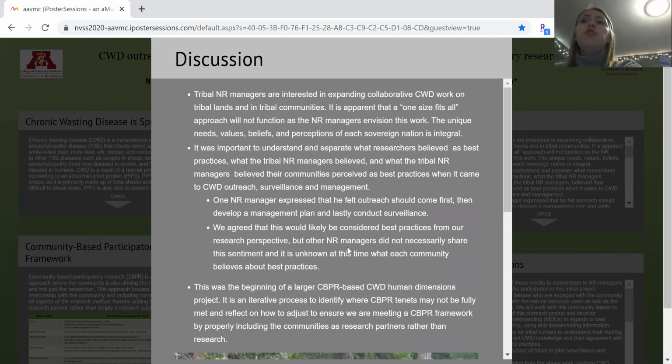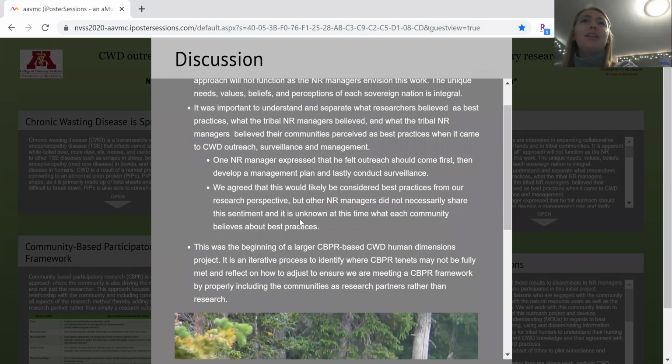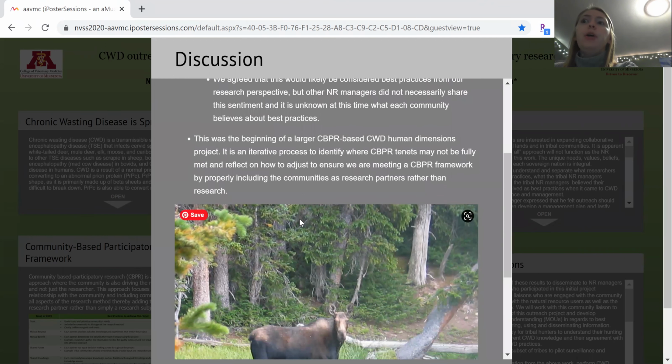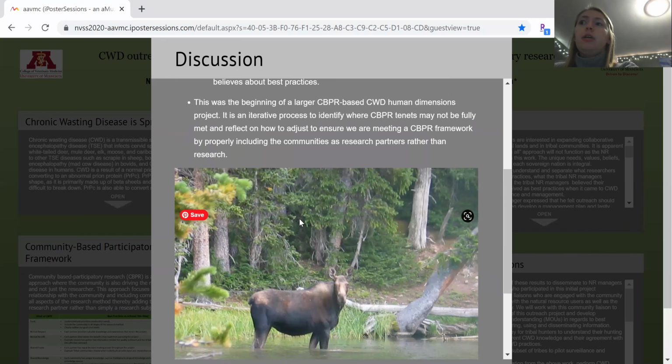In conclusion, tribal natural resource managers are interested in expanding collaborative CWD work on tribal lands and in tribal communities. It is apparent that a one-size-fits-all approach will not work. The unique needs, values, beliefs, and perceptions of each sovereign nation is integral. This was the beginning of a larger CBPR-based CWD project.